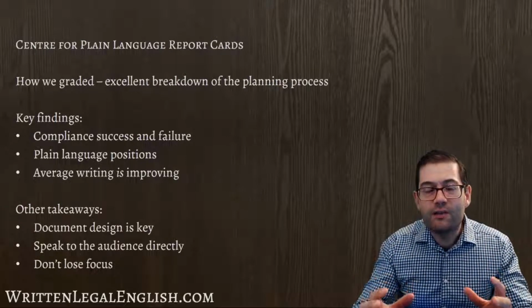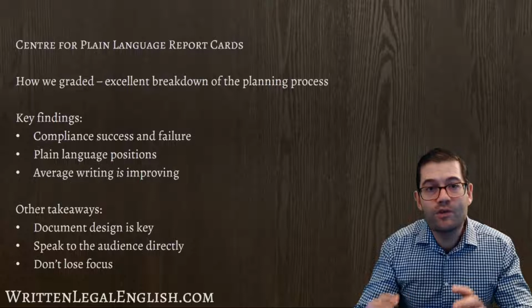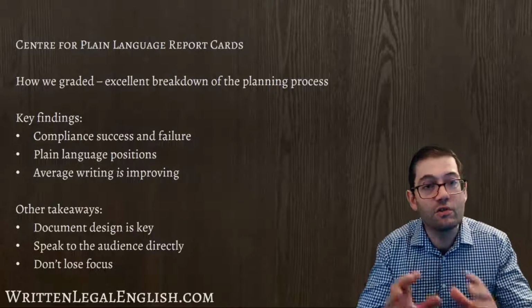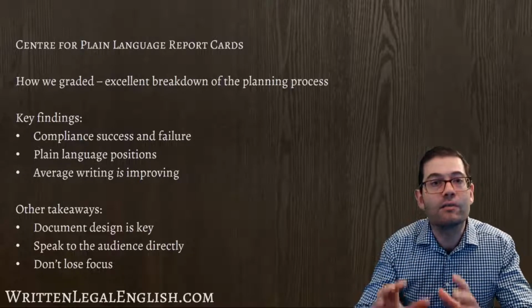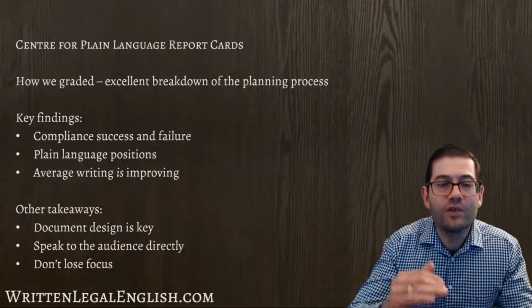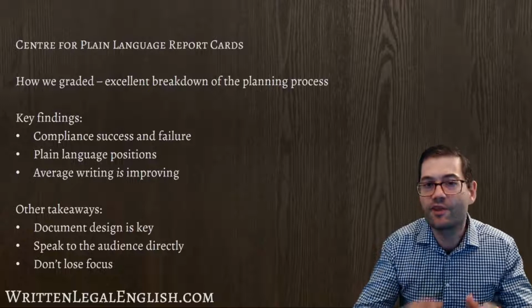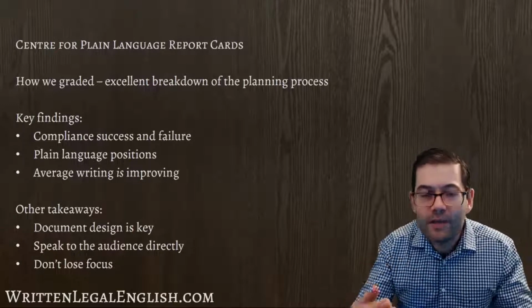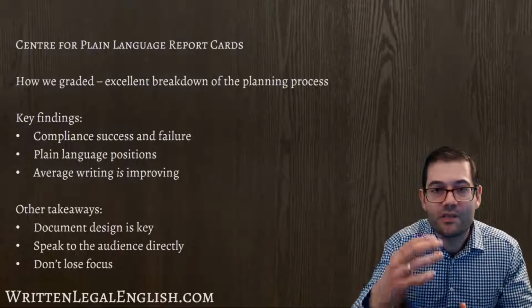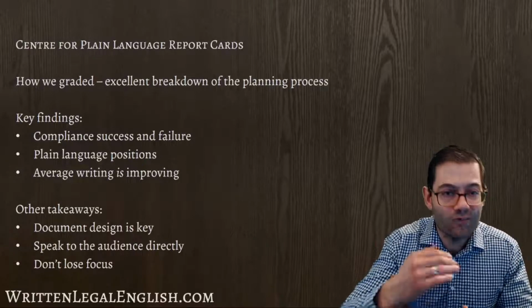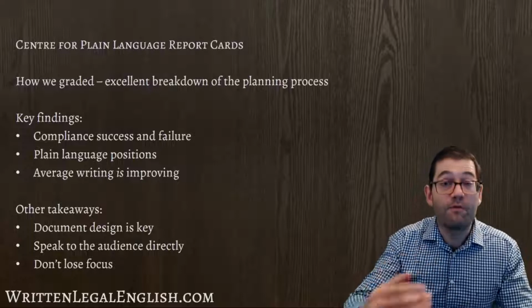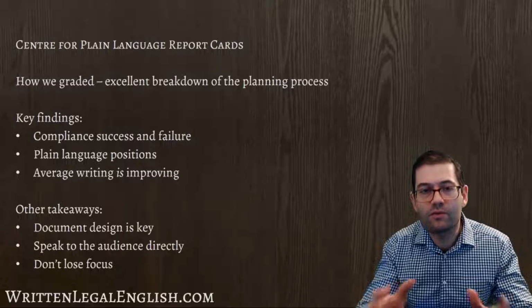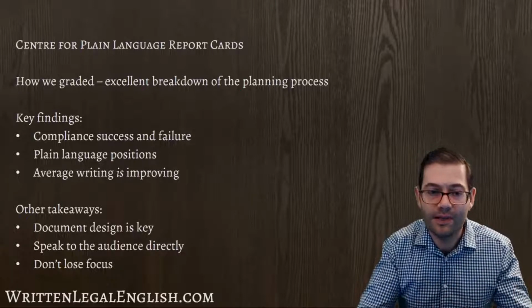There is the general comment though that average writing is improving. So although you've got some agencies which are doing well and some agencies which are evidently doing not so well, the average level is improving, which suggests that the plain language message is getting across at every single level. It's just that if you accept that message and take it on board, then your writing dramatically improves much faster and getting much better results than if you just ignore the message and just stick with the old-fashioned legalese.